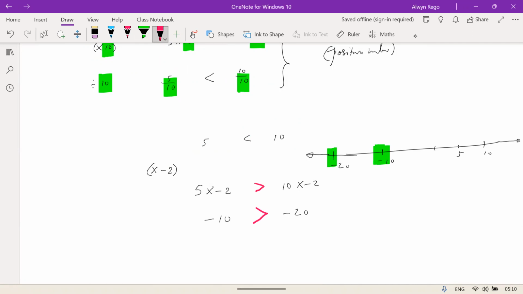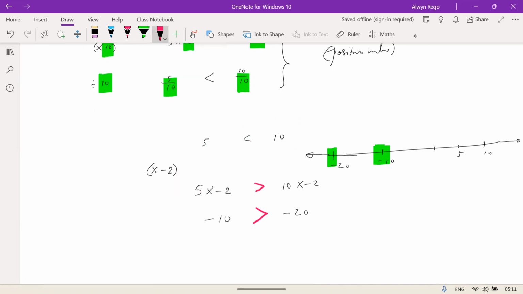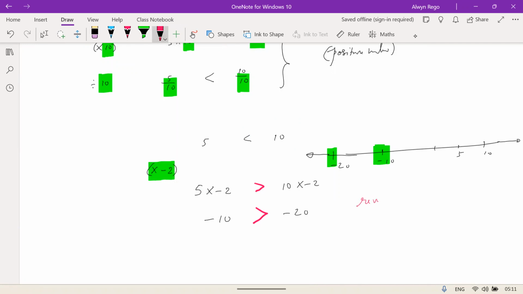The secret is whenever you multiply, in this case for example, if you multiply by a negative number, the inequality will not keep quiet. It'll immediately switch. So the inequality reverses when multiplied by a negative number.